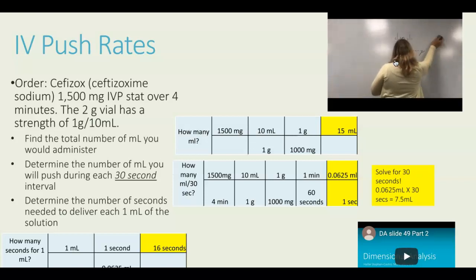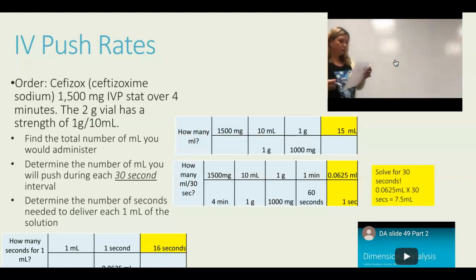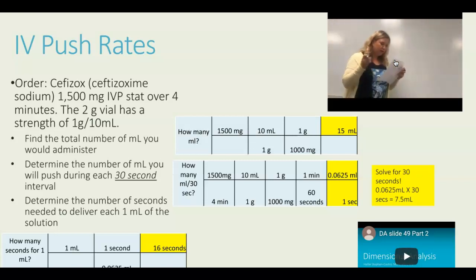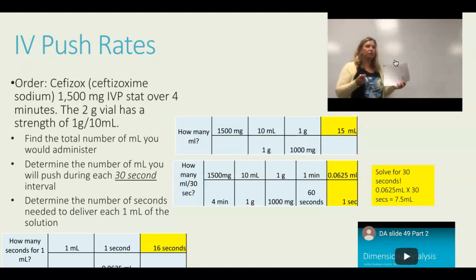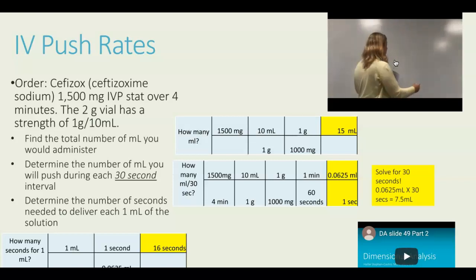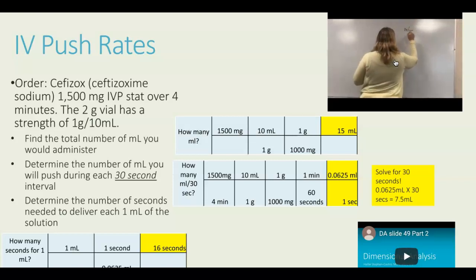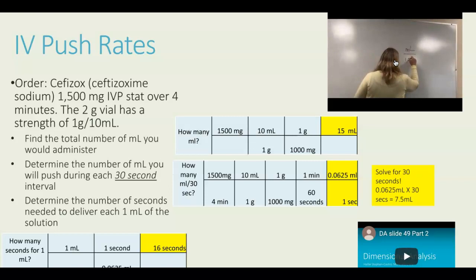says, let me erase this real quick. Determine the number of milliliters you will push during each 30-second interval. So it's asking us how much will we push every 30 seconds. To make it easy, I'm just going to break it down to a 1 second interval and then multiply times 30. It's just going to make it a lot easier for us in the end. So I want to know how many mils per 1 second, and then I'll just multiply that times 30.